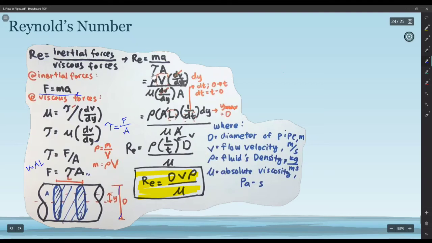And for the mass, let's relate it to a fluid property. We know that rho, the fluid's density, equals mass over volume. Solving for mass, mass equals rho times the volume. Substitute it here: the mass becomes rho times volume. And the acceleration, coming from our dynamics, is just the change in velocity over the change in time, so it becomes dV over dt. Over mu times dV over dy times area. Again, this comes from our formula for shearing stress.